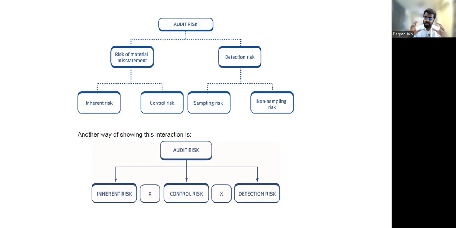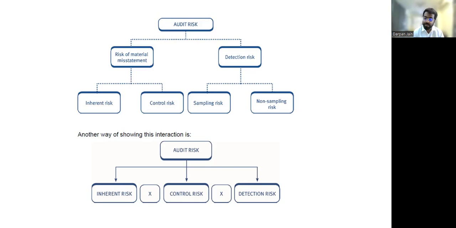All right. So audit risk, the risk of issuing a wrong opinion, is based mainly upon two things: risk of material misstatement and detection risk. What is risk of material misstatement? The risk that the financial statements that you're examining might contain material misstatements. That risk, along with the risk of you not detecting those misstatements, that's detection risk. Both of them put together is audit risk.